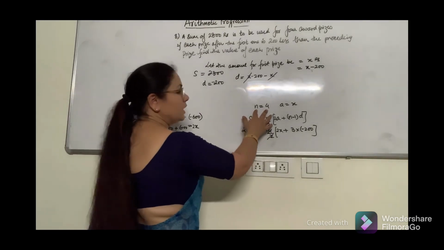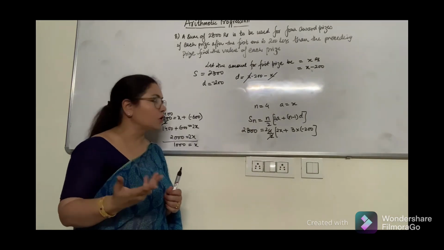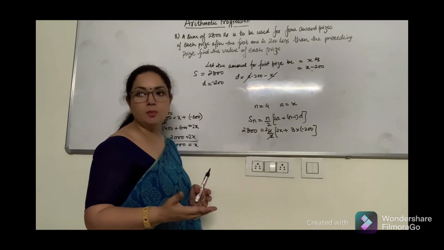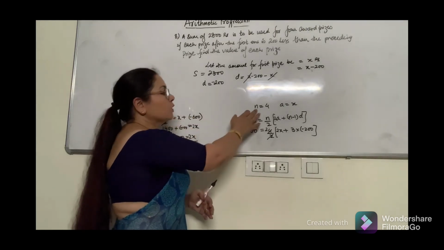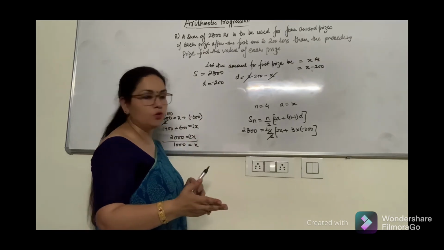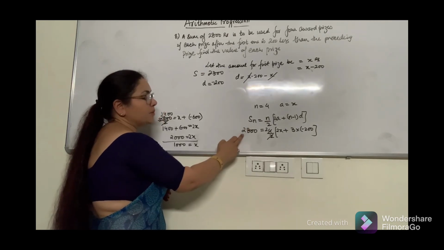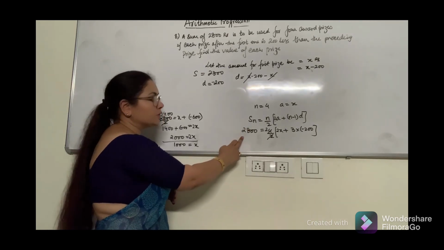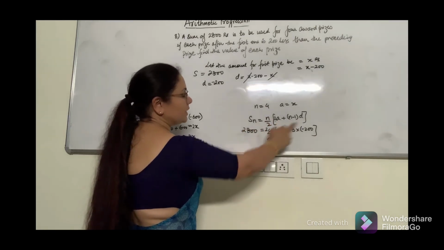Now we know the total number of terms in the series. We can calculate this by other formulas also, but because we are studying AP, I'll do it with arithmetic progression only. How many prizes do I have to make? 4 prizes, so the number of terms is 4, and the first term is x. I have the value of the sum, and I use the formula Sn is equal to n by 2 (2a plus (n minus 1)d).